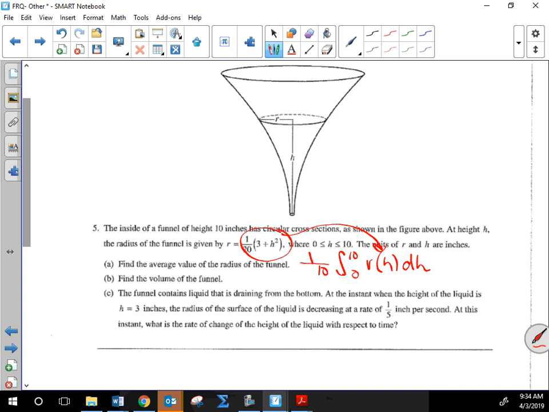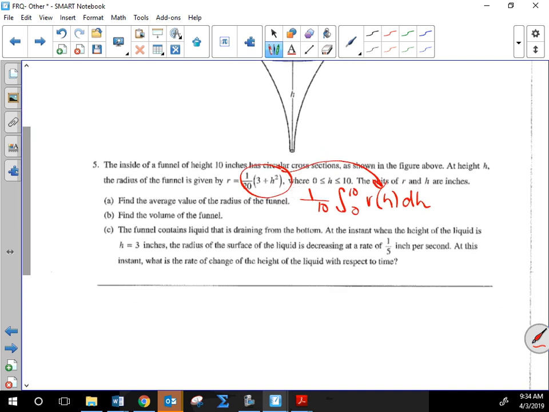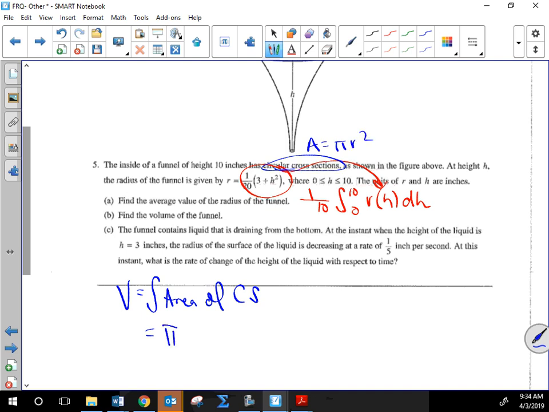B, find the volume of the funnel. Again, we talked about our volume being just integrating the area of our cross-section. Our cross-section for this is a circle, so our area is pi r squared. I'm going to keep that pi out in front, and then r squared. Now my r is this function here, so I'm going to write r of h, put brackets squared, dh. And we're going again from 0 to 10. And then you have to actually evaluate that.